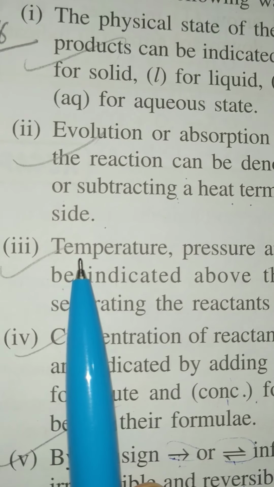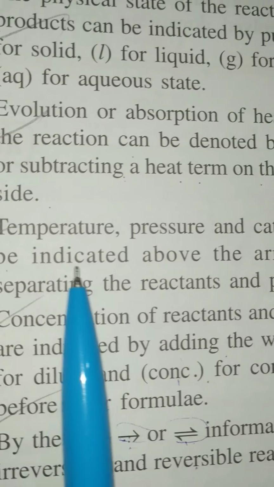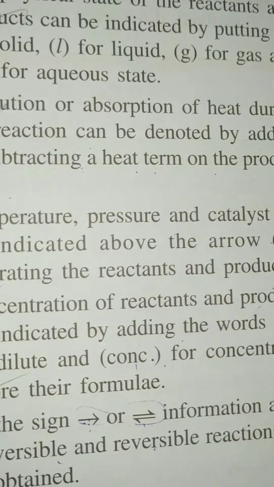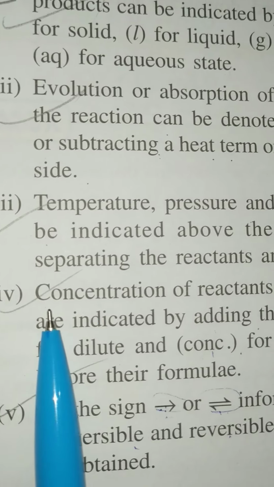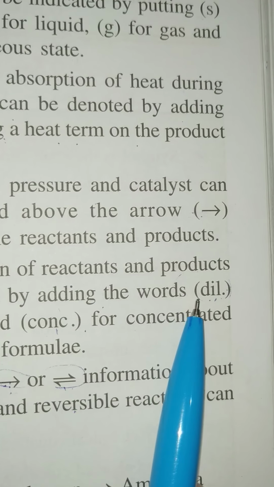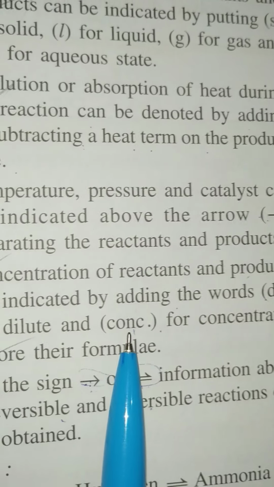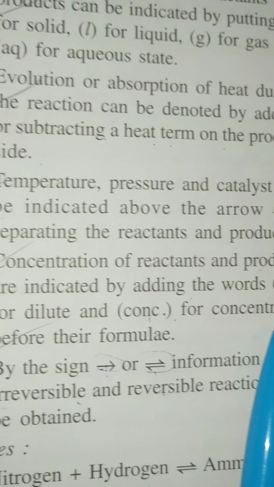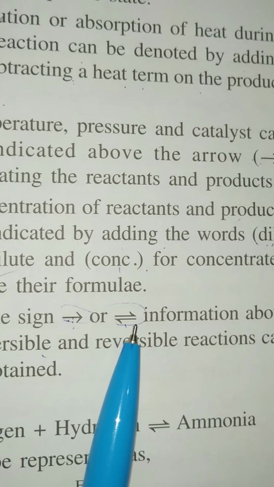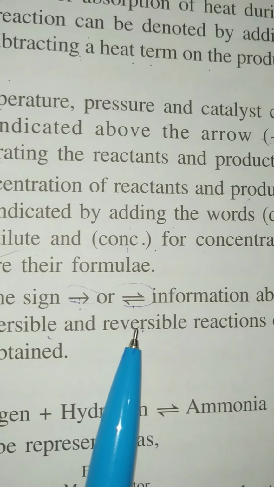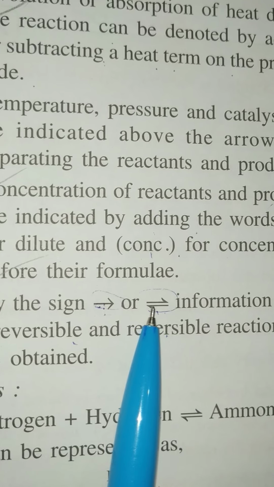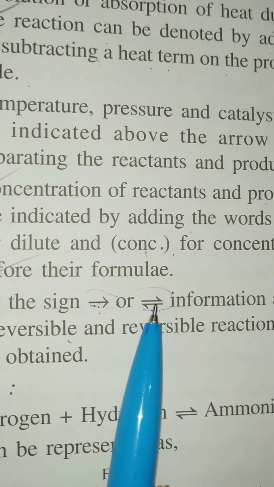Next, the temperature, pressure and the catalyst can be indicated above the arrow that is separating the reactants and the products. Then the concentration of the reactants and the products can be indicated by the words DIL for dilute and CONC for concentrated, before the formula. Now by the sign, this arrow and this arrow, we get information about whether the reaction is irreversible or reversible.